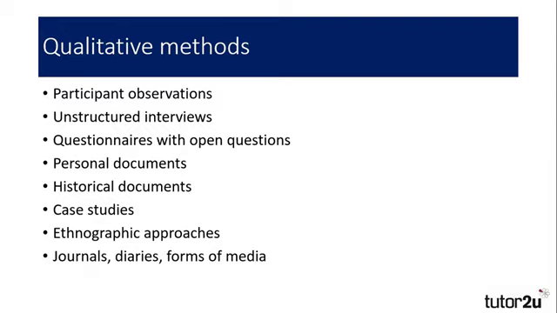Secondary sources, those that are not produced with the intention of being researched, such as personal documents, things like reports, diaries, medical histories, and historical documents, which give us an insight into the lives of those in the past, are two forms of qualitative data.